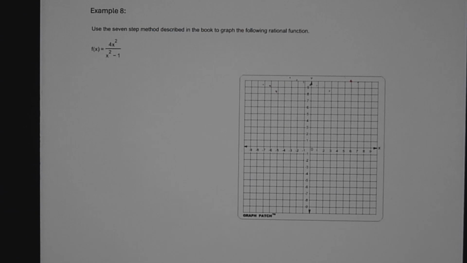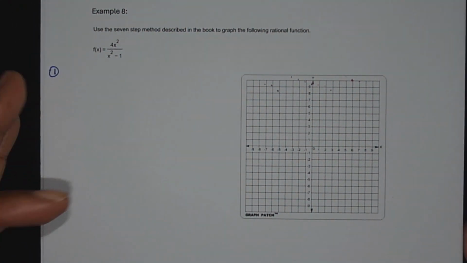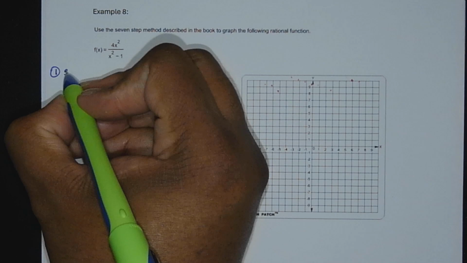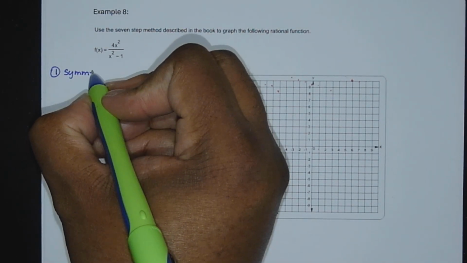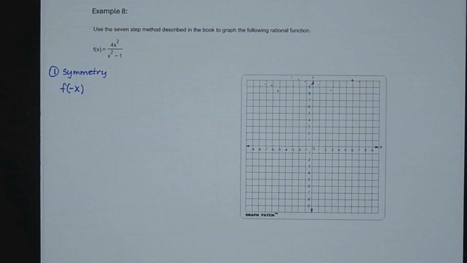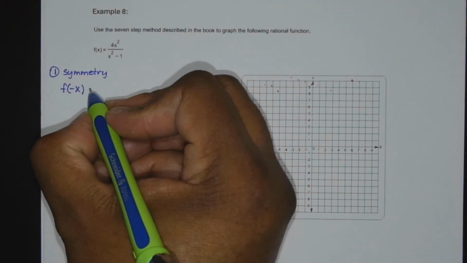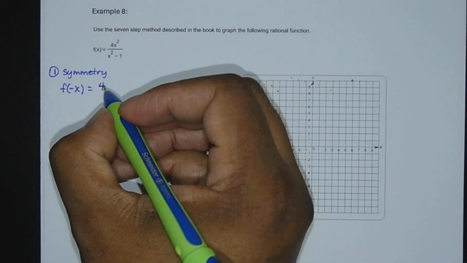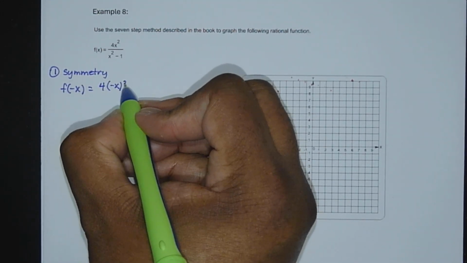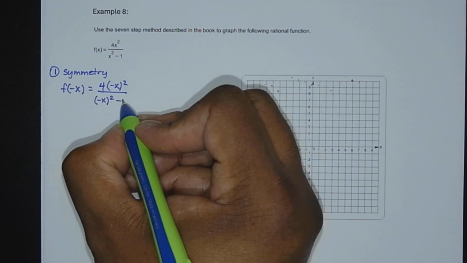All right, so the first step, if you recall, is finding symmetry to determine whether we have y-axis symmetry or origin symmetry, or it could be no symmetry. So step number 1 is symmetry. And we use f of negative x. We just substitute every x in that function with negative x. So I have 4 times negative x, and that's squared, divided by negative x, and then that's squared, minus 1.